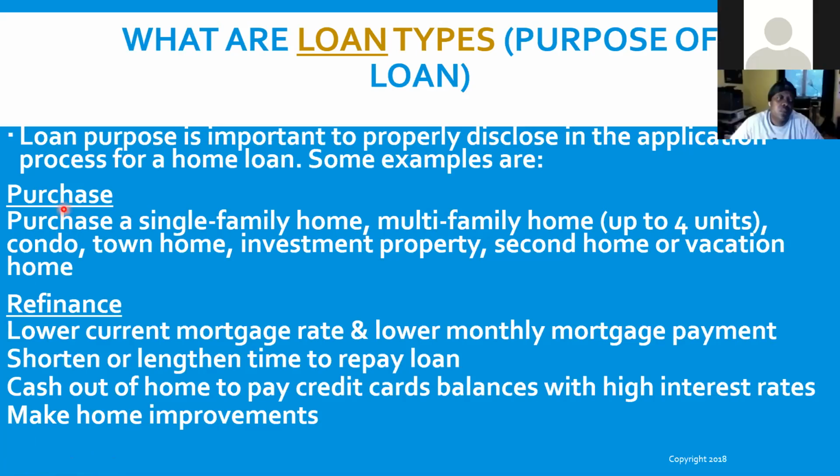The loan purpose is important to properly disclose in the application for a home loan, such as a purchase. When you're purchasing a property, it's either going to be a single family home, multi-family home up to 4 units like a duplex, a condo, a townhouse, investment property, a second home, or a vacation home. Your refinance, anything that's not a purchase, is considered a refinance. Sometimes people will refinance to get a lower interest rate so that their mortgage payments are lower, or they want to shorten the length of time to repay the loan.